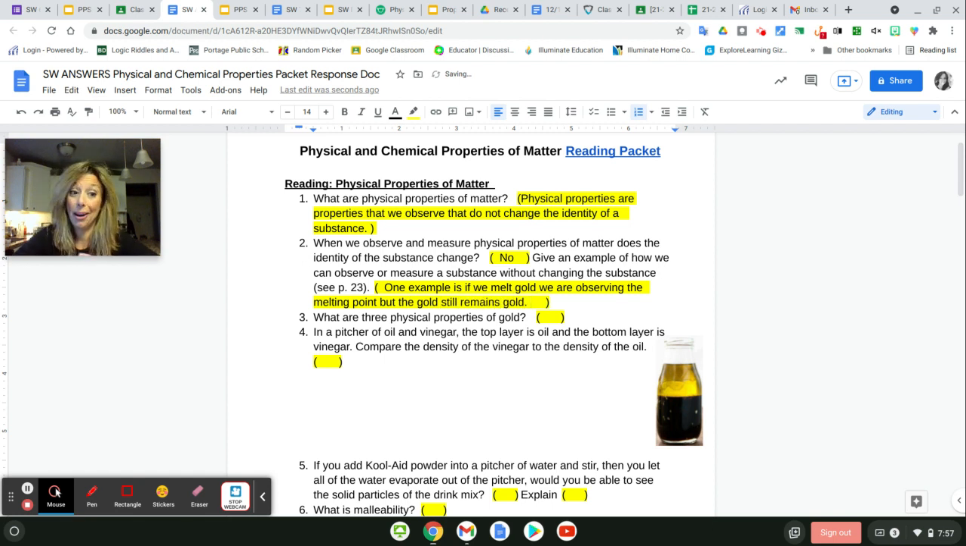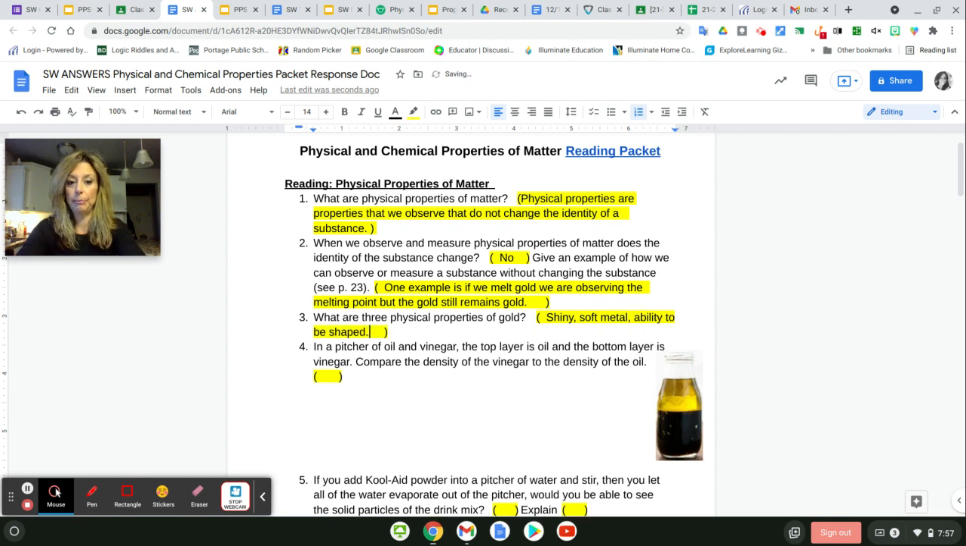Okay, so what are three physical properties of gold? You could say that it is shiny. You could say that it's a soft metal. It is able to be shaped, so ability to be shaped. We have lots of gold pieces of jewelry, the different shapes of jewelry, statues, and things like that made out of gold.